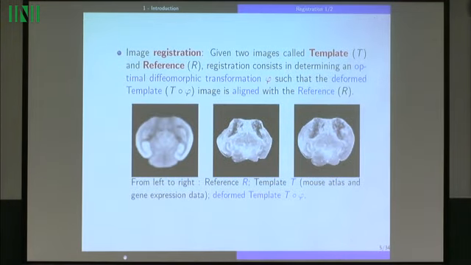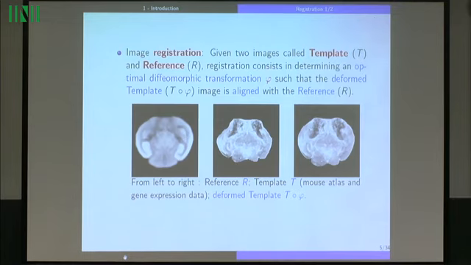And then, given two images called template and reference, image registration consists in determining the optimal diffeomorphic transformation phi, such that the deformed template T composed with phi is aligned with the reference. For images of the same modality, the aim is to correlate both the intensity values and the geometrical structures, whereas for images acquired through different mechanisms, the idea is to align the shapes while keeping the modality of the template. So we have an example here.